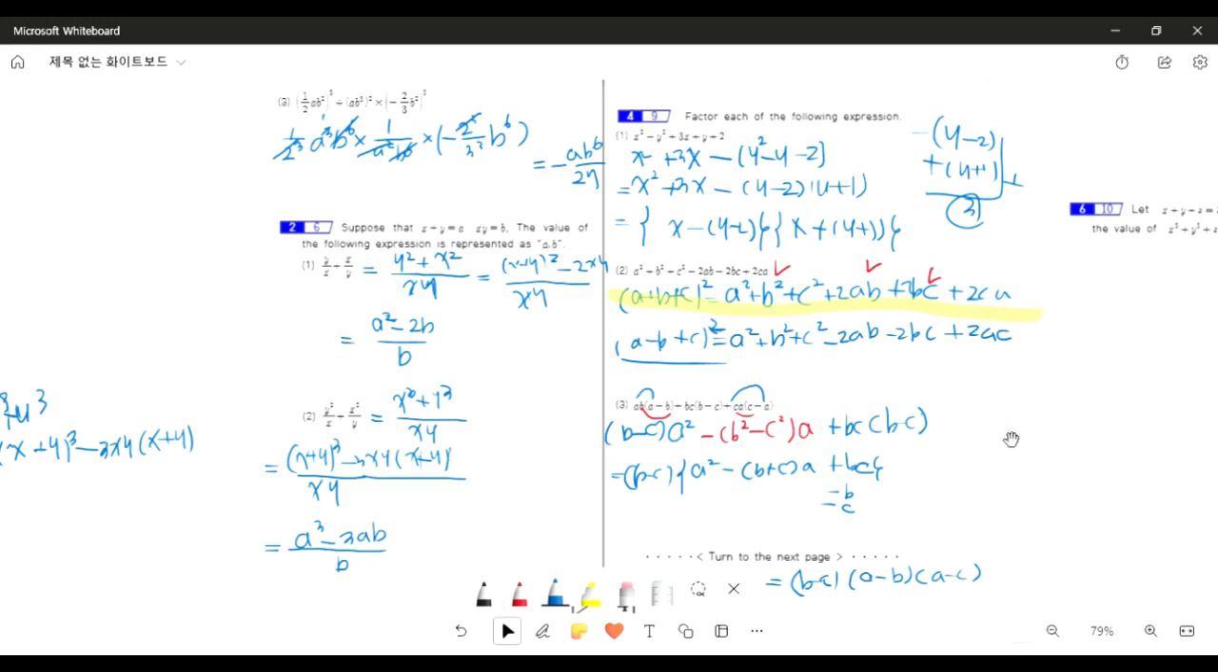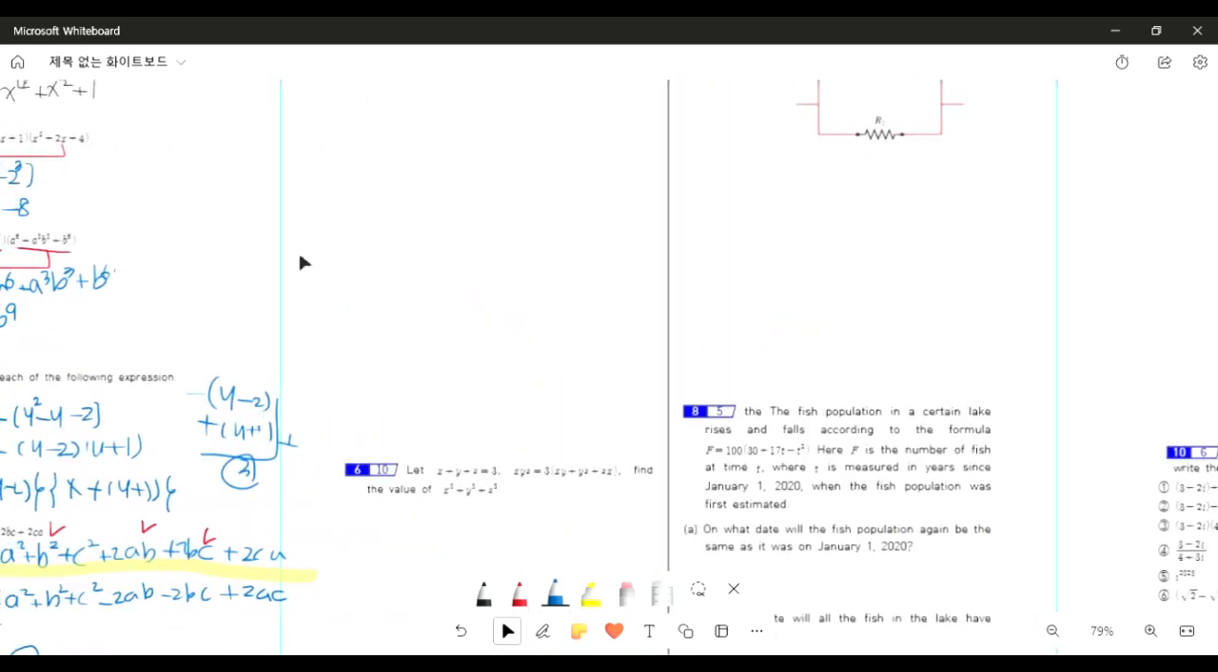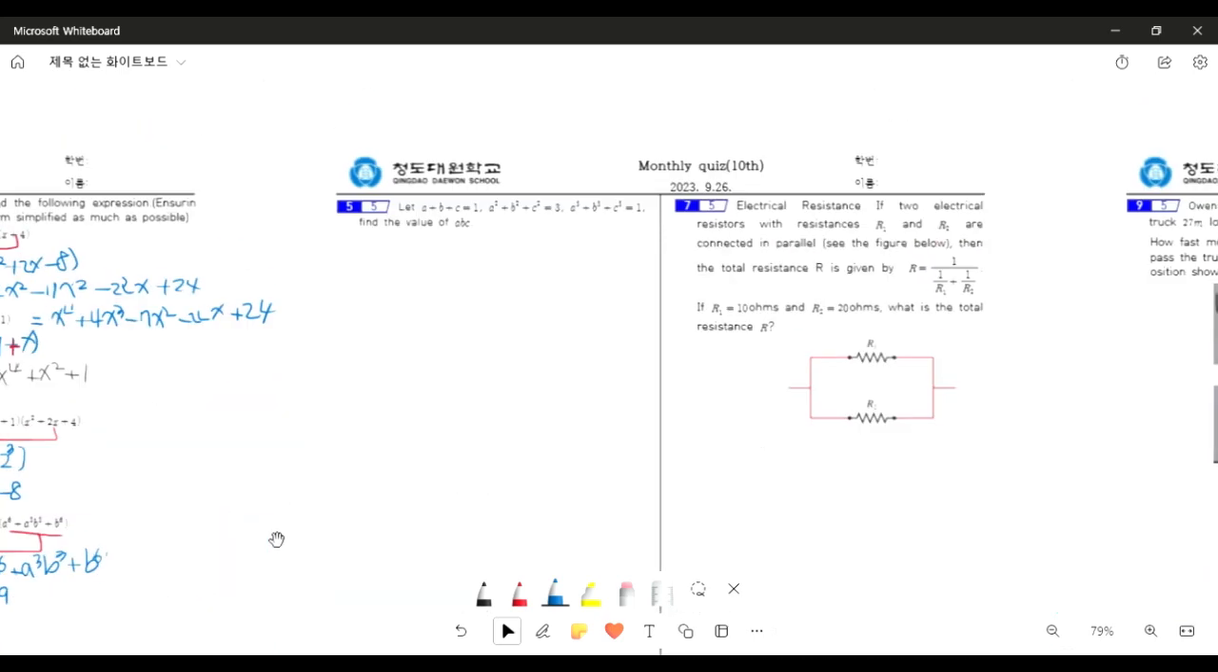Number 5. So a³ + b³ + c³ − 3abc equals (a + b + c) times (a² + b² + c² − ab − bc − ca). That is also a special cube formula.